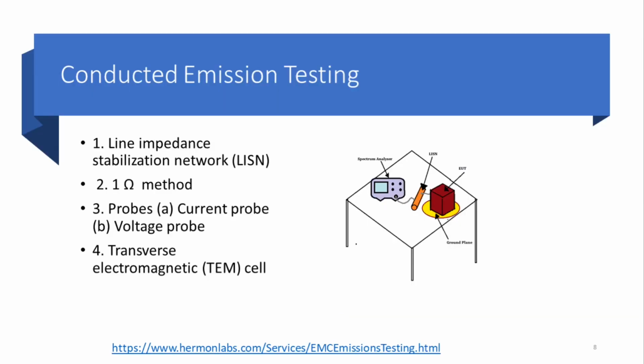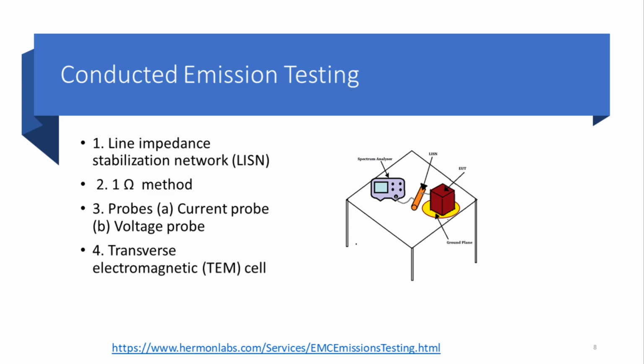So let us go ahead with understanding conducted emission testing. We are looking at four methods. One is the LISN, then the second one is the 1 ohm method. Conducted emission testing is done to estimate or determine the noise generated due to sudden changes, and here we have seen four of them listed.